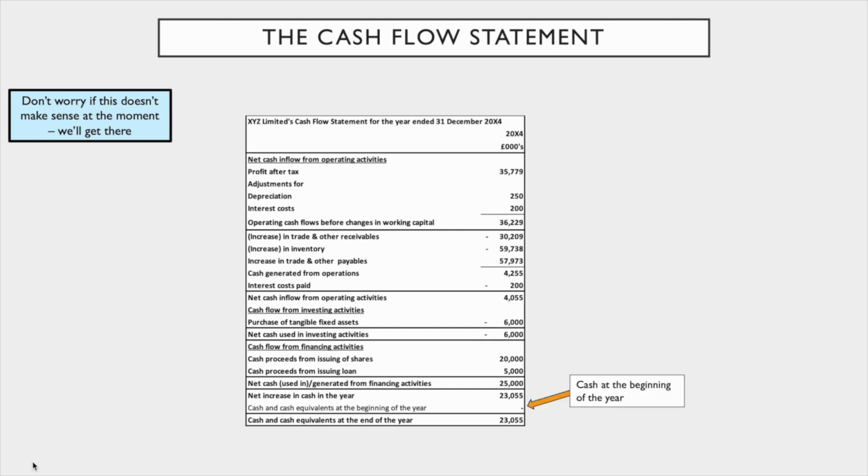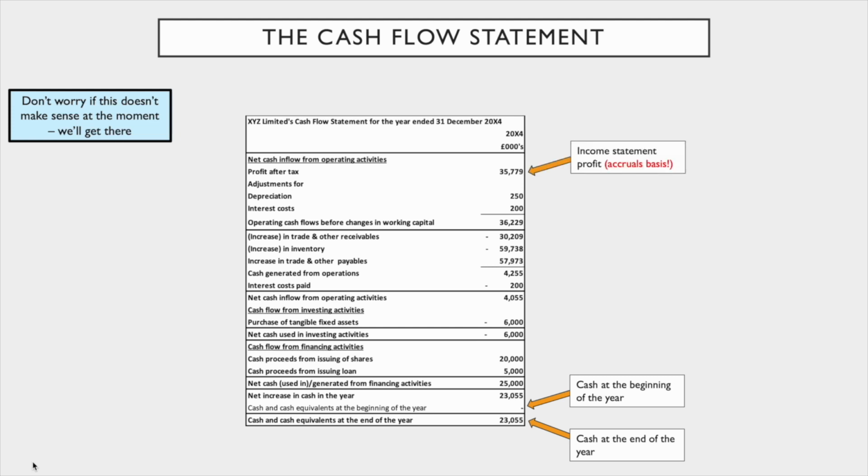In this one, we've got cash at the beginning of the year. So this is a new company, so they had zero cash at the beginning of the period. And then the cash at the end of the period was 23,055. So what we want to do here, the cash flow statement reconciles the cash from the beginning of the accounting period to the end of the accounting period.